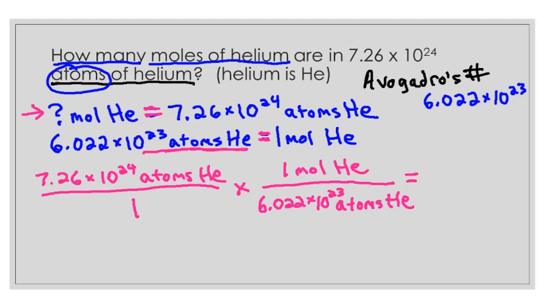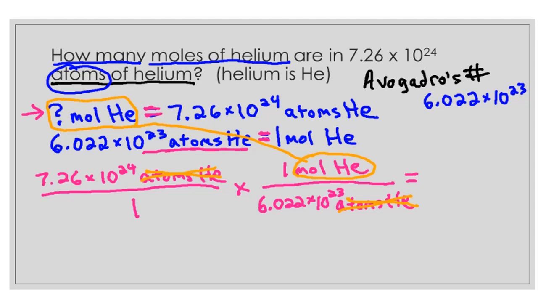So we're going to cancel out our units of measurement that can be canceled out. We have atoms of helium on the top here, atoms of helium on the bottom here. They cancel each other out, leaving us with moles of helium. Now let's look up at the question. Is that what it's asking? Yes, question mark moles of helium. So we know we set it up right.